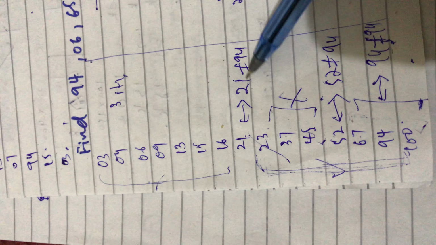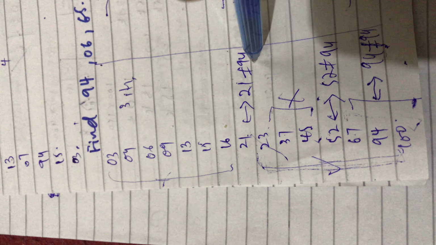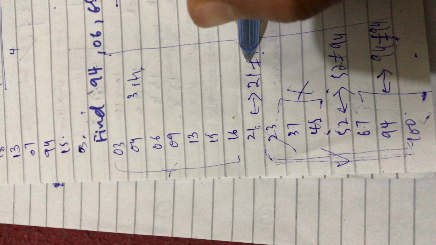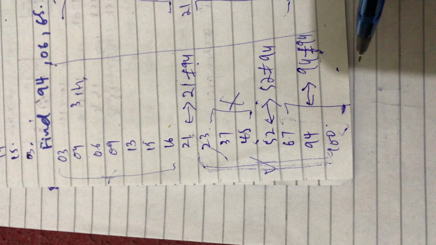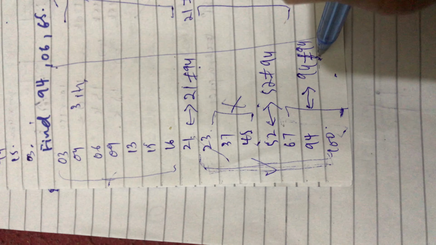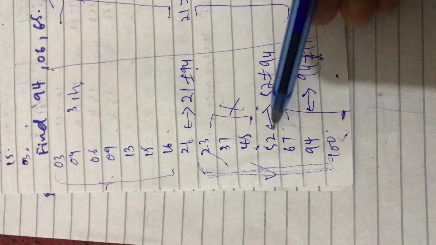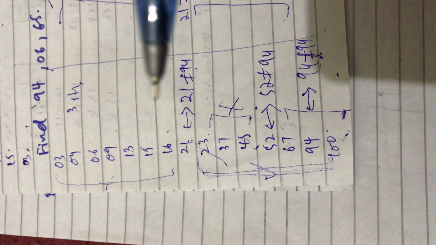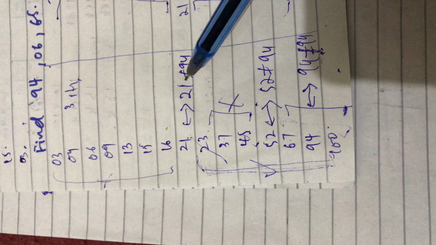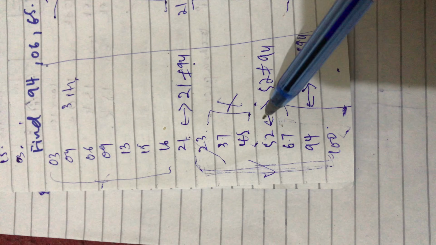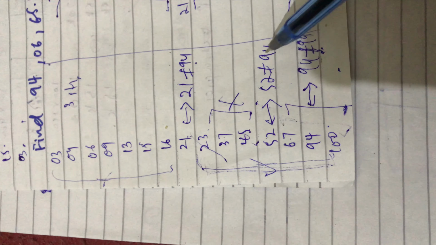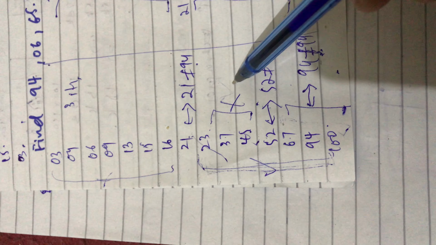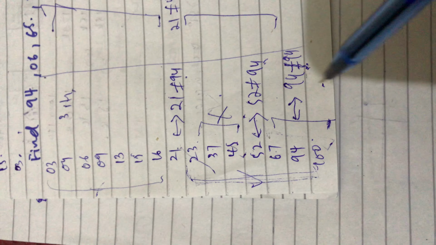As we know that 21 is not equal to 94, but 94 is greater than 21, so we will ignore the values in the upper block and will only consider the values in the lower block. Again we'll do the same procedure. We'll again divide the lower block into two further blocks and we'll compare the value 94 with the centermost value. 52 is not equal to 94, but 94 is greater than 52. Again we'll ignore the upper part and we'll consider the lower block.